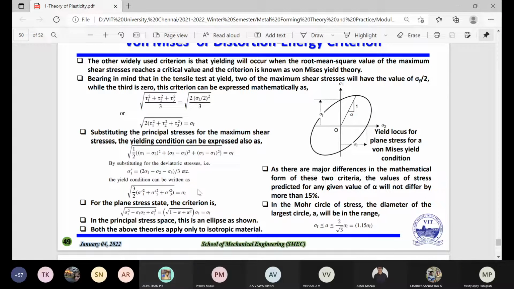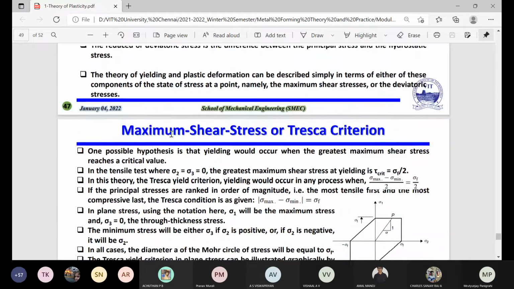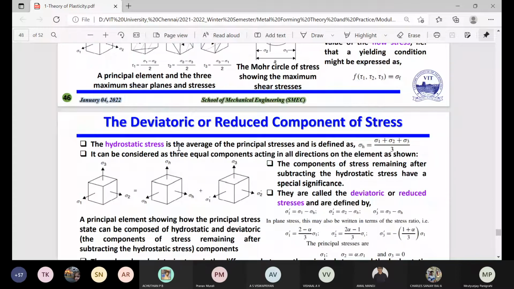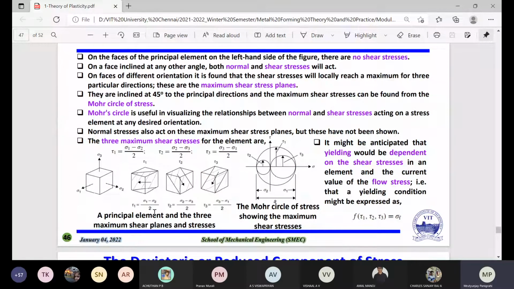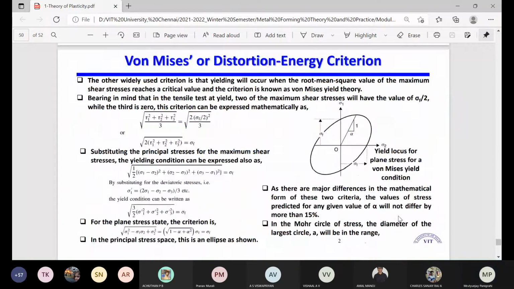Yes, sir. You have to try, because this is a bit of a derivation. For example, the first equation is the basic definition; you do not need to do anything. And for this big equation, half into sigma 1 minus sigma 2 square, instead of tau 1 you have to put this equation: tau 1 equal to sigma 1 minus sigma 2 by 2, tau 2 equal to sigma 2 minus sigma 3 by 2, tau 3 equal to sigma 3 minus sigma 1 by 2. If you put these in, you will find the final equation.